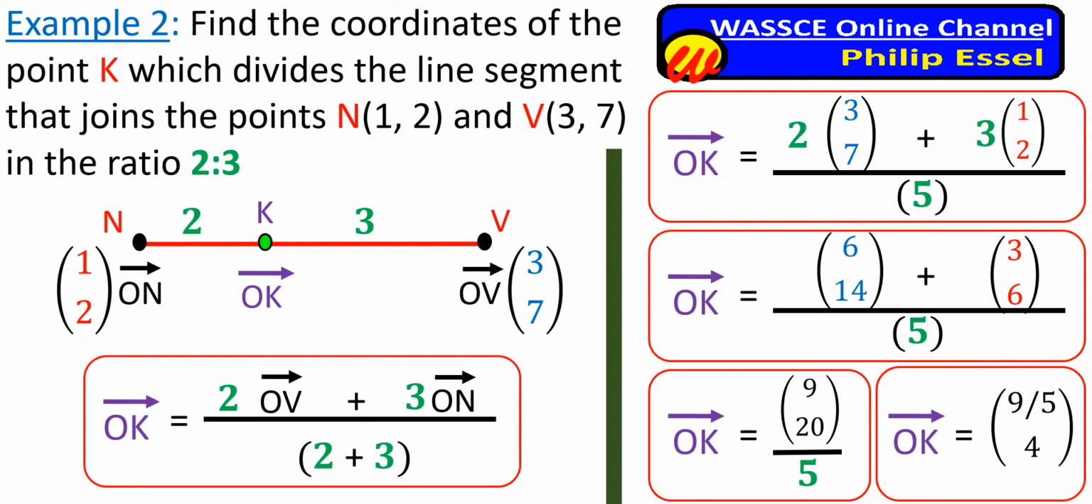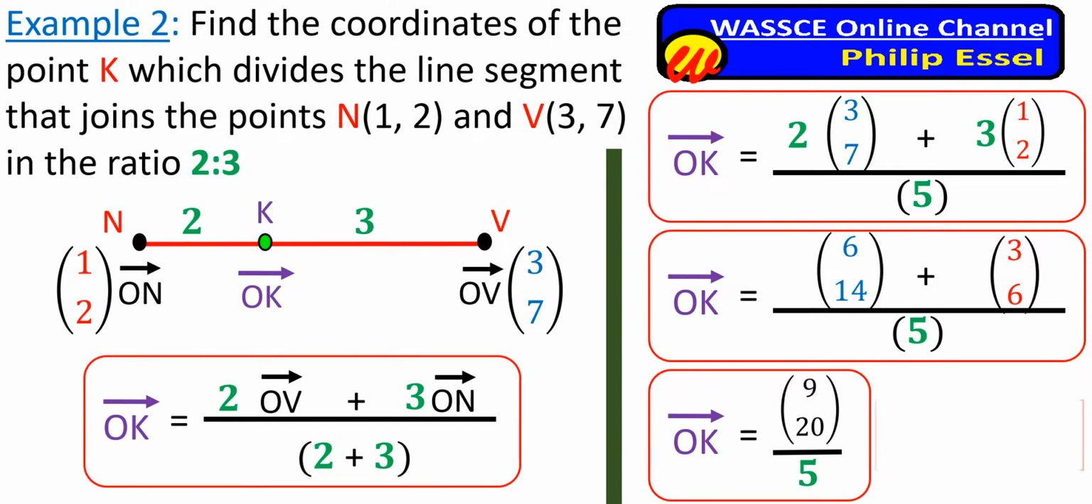Remember, the question asked us to find the point K. It did not ask us to find the position vector OK. So we have to convert this answer to its coordinate form. When we do this, we would get the point K to be equal to (9/5, 4).